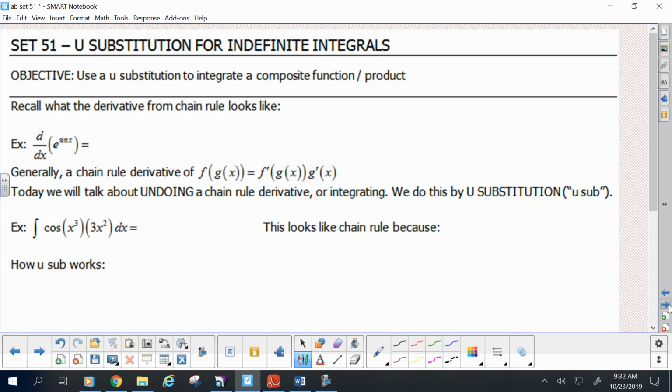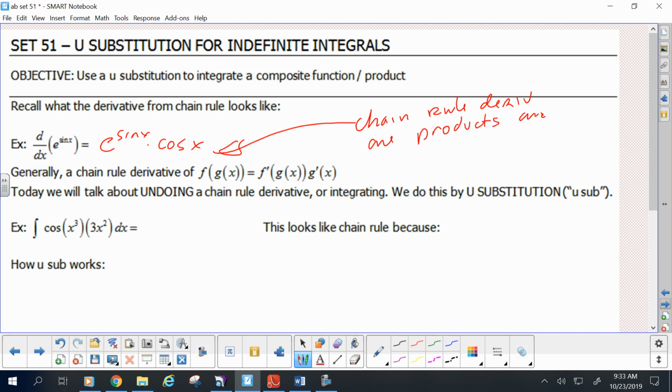First of all, it builds off the chain rule. So let's review the chain rule. If I take the derivative of e to the sine of x, what's the derivative? E to the sine of x times cosine of x. Okay. So we can see that chain rule derivatives are products, and one factor is the derivative of the inside of the composite. So I'll give you a second to write that down.